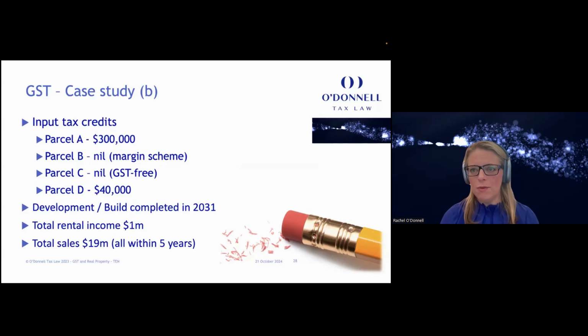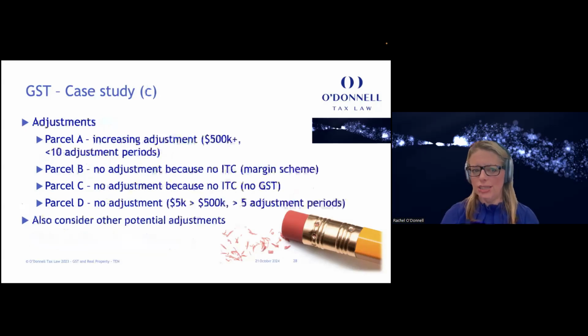The rental income of $1 million, because it's residential rental income, that's input taxed. We don't charge GST, but we can't get an input tax credit on the GST paid by us on the acquisitions that go into making those supplies. So that takes us to the question of adjustments.